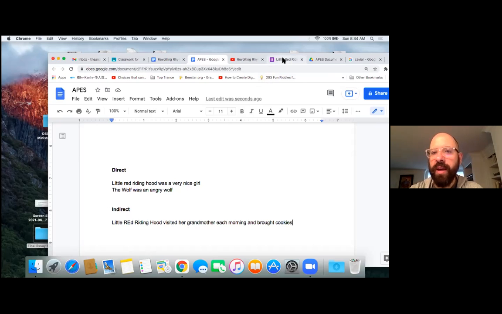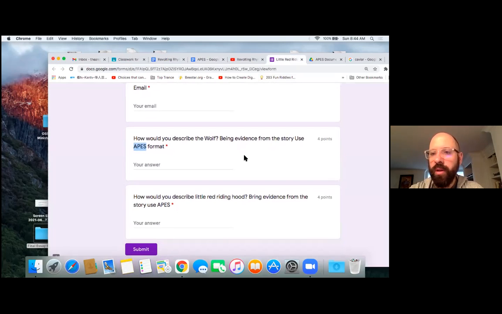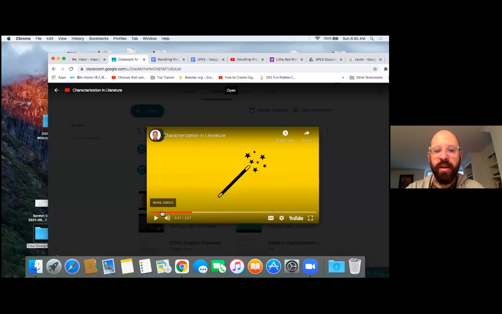When I'm asking you guys this assignment, how do you describe the wolf? Bring evidence from the story. Well, we're going to look for clues. We're going to look at the way the wolf acts, the way the wolf thinks. Same thing with Little Red Riding Hood. That's what we mean by characterization. And again, you don't have to memorize that. Just know that this is one of the tools we have to study writing. So the second part of the video, the guy is going to tell us how we do this characterization the other way. That's what I wanted to show you very quickly.